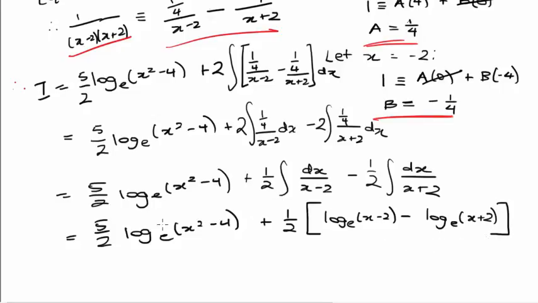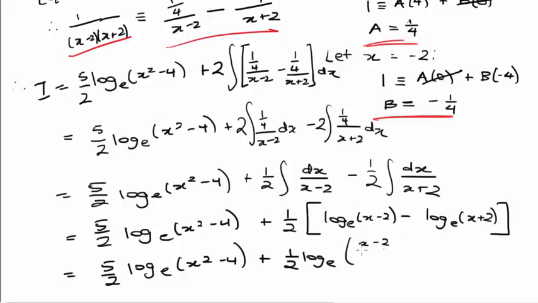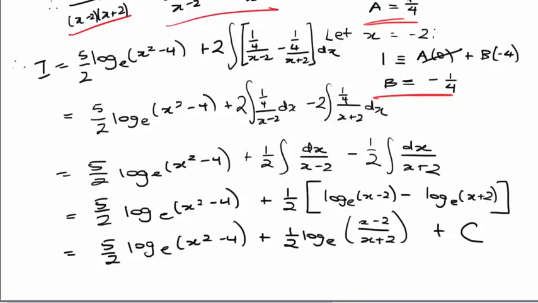Right? And so we can combine those logs using logarithm rules. When we have two logs that are subtracted from each other, whatever's inside the parentheses will be divided. So it will be the natural log of x minus 2 on x plus 2. Right? And of course, that's going to be added. We're going to add the constant of integration at the end. And that's pretty much the end of the question.